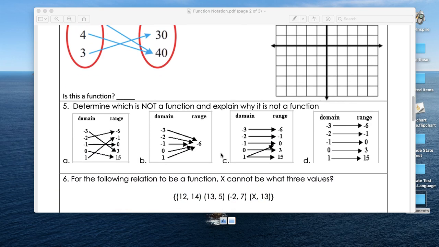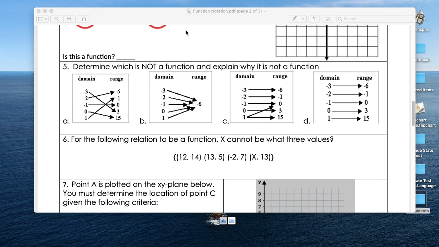All right, so which one is not a function, and explain why not. So remember, let's look at it one by one.